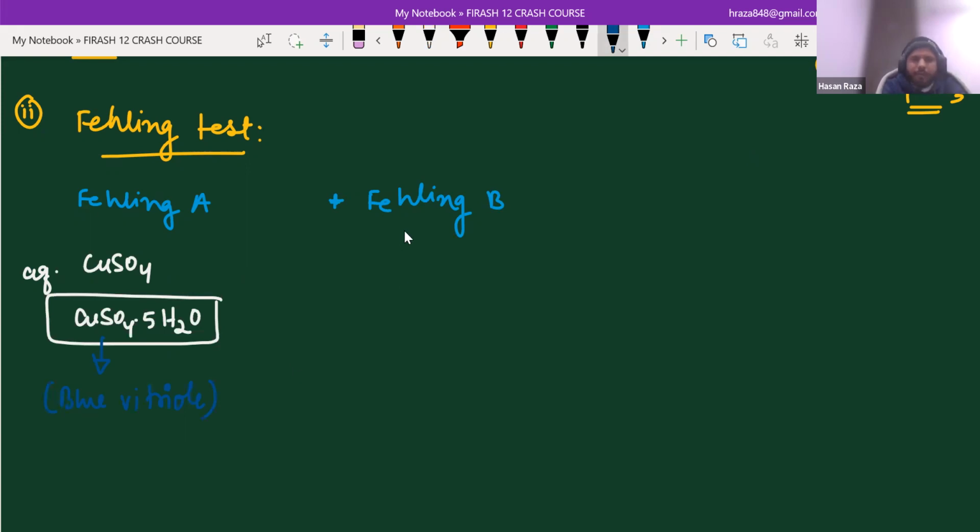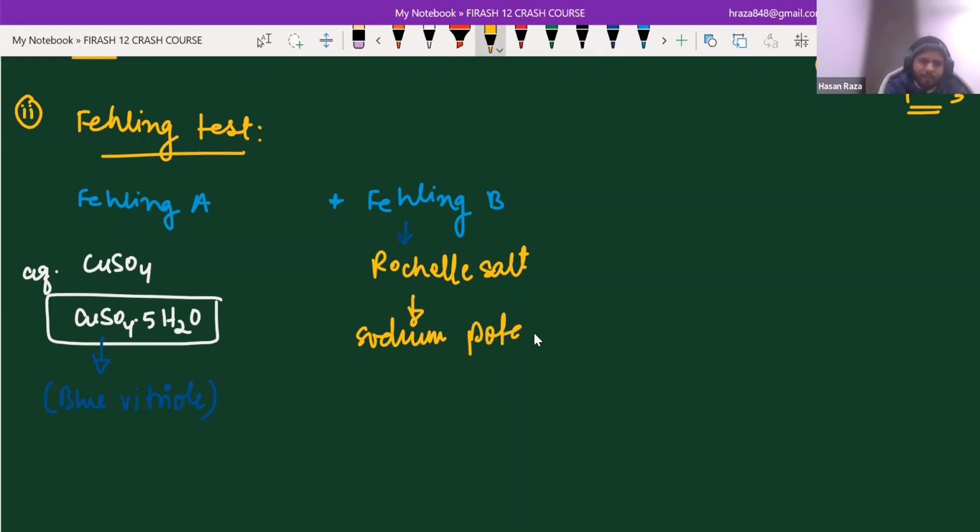In Fehling B, the second container, it is basically Rochelle salt. Rochelle salt has a chemical name, which is sodium potassium tartrate.